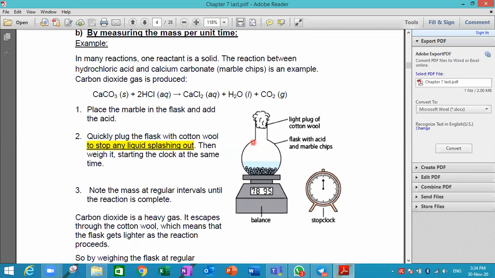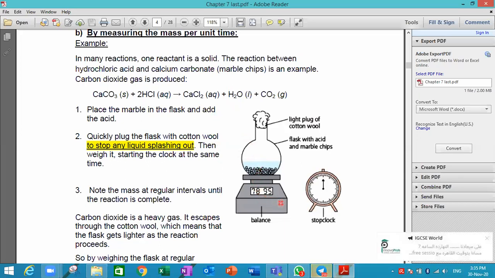Sometimes they ask you such a question. Is it to stop the water from evaporating? No, it's not to stop the water from evaporating. Here we are not boiling. Here we are just placing the reaction on a balance. We are not boiling for the water to escape. Understand? We are not using heat here. We are just placing the container over a balance to study what happens to the mass of this container with time.